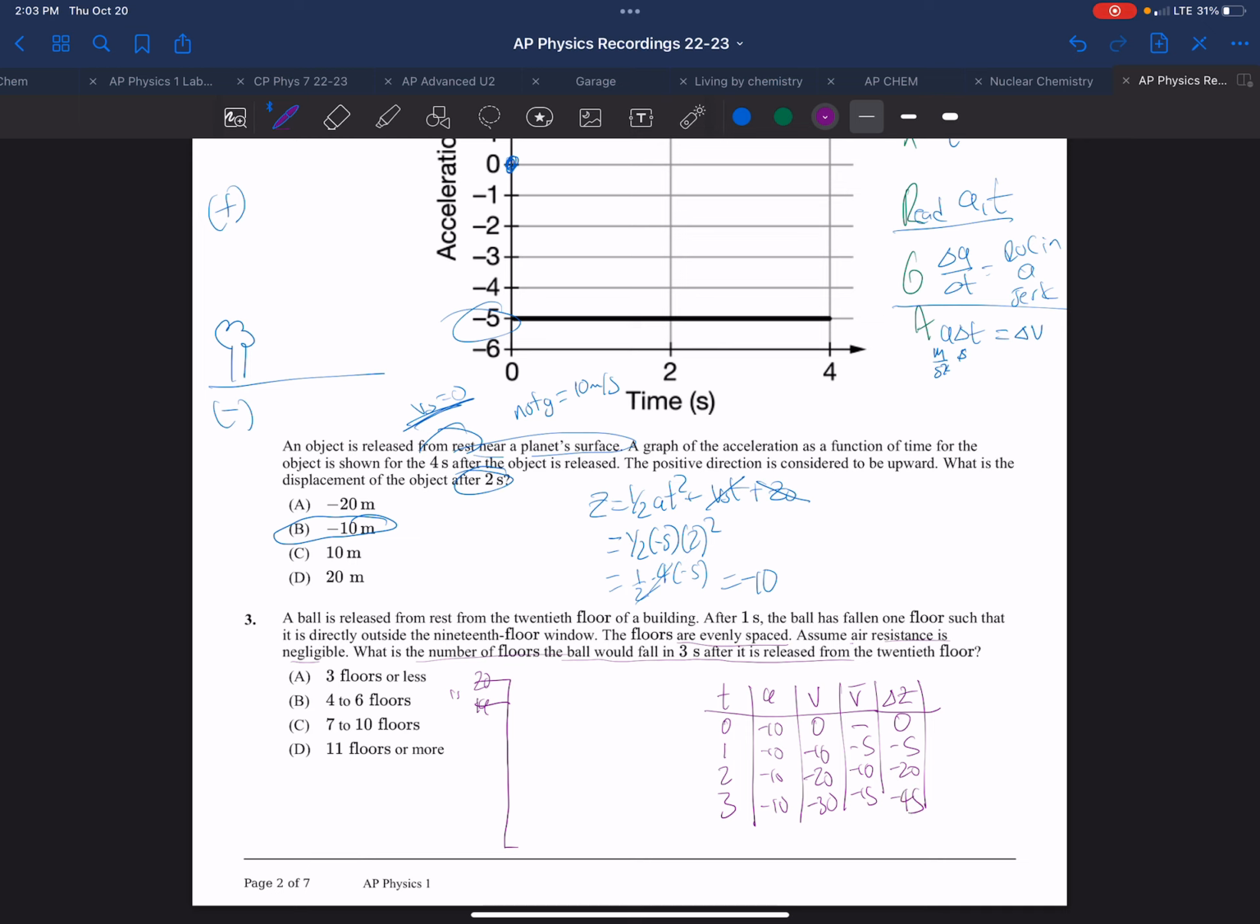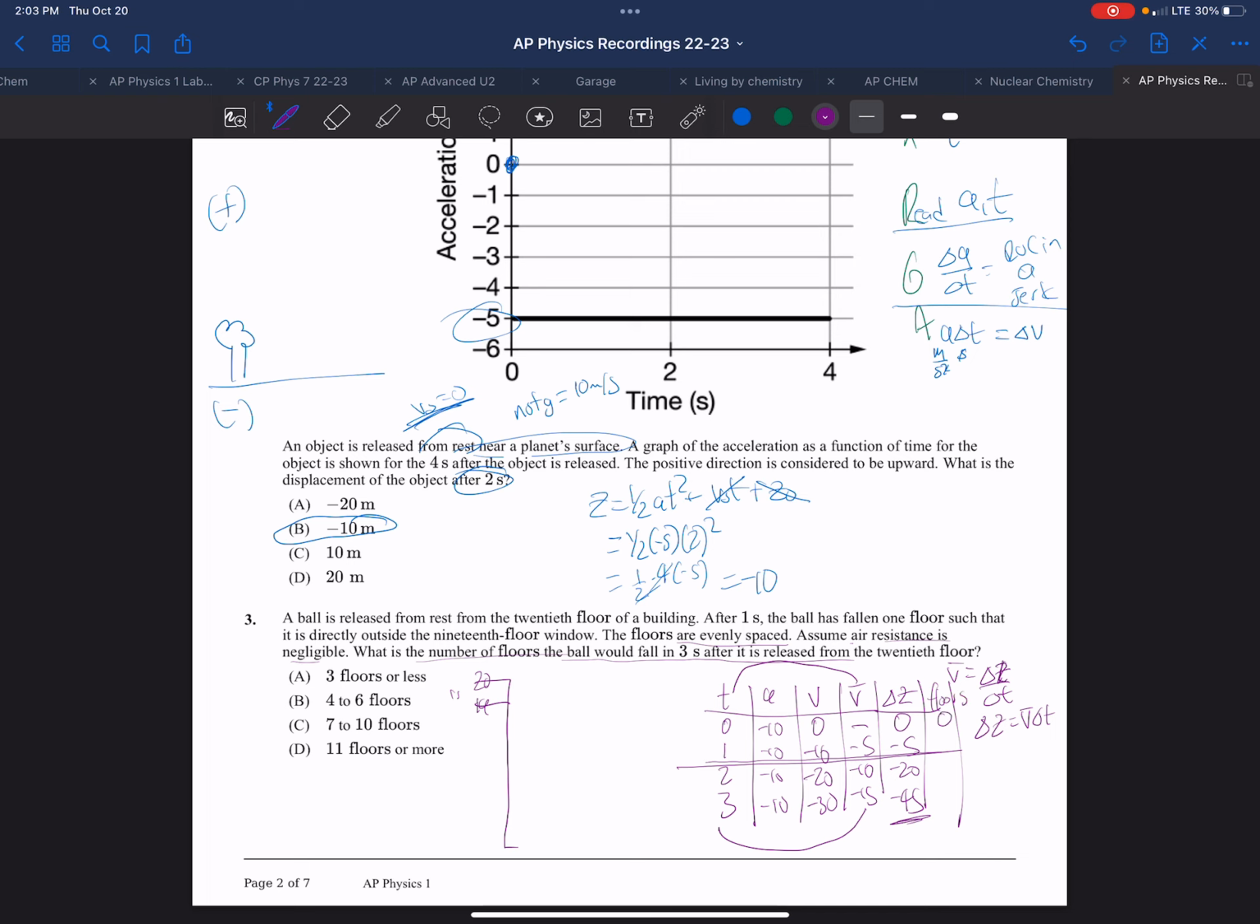So again, how we obtain those values: the definition of average velocity is the displacement divided by the time. So therefore, delta z is the average velocity times the change in time. So average velocity times time, minus 15 times 3, gives us minus 45. So after 1 second, it fell 1 floor. So 1 floor, we can see, is 5 meters. And so we could translate this to the number of floors.